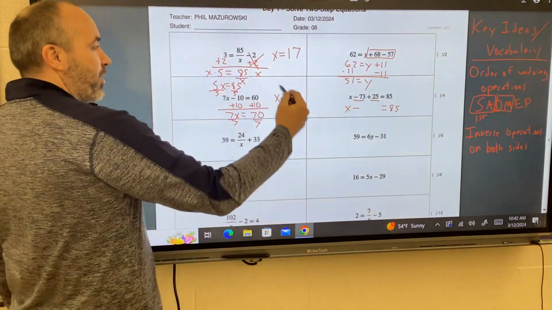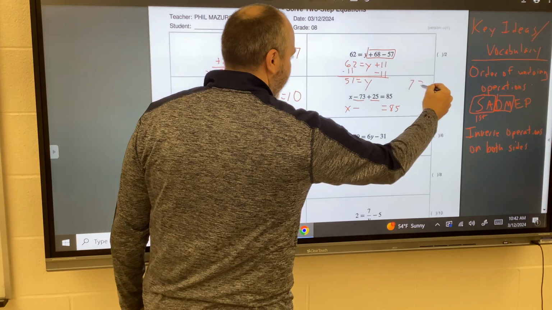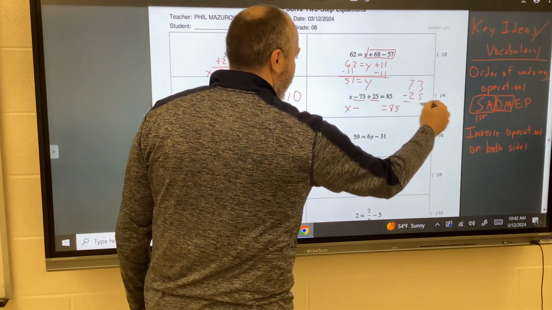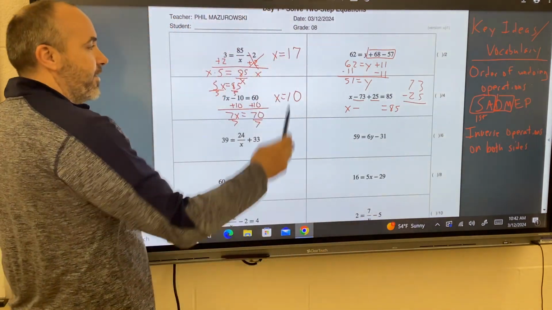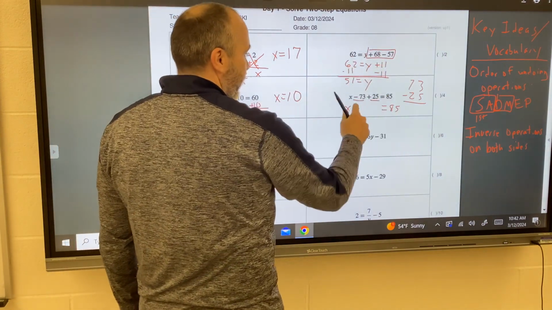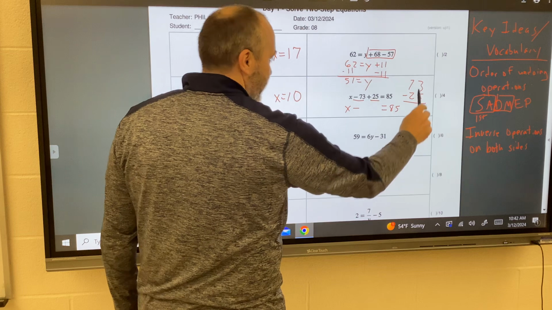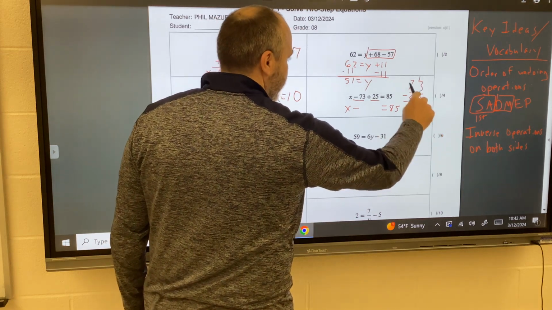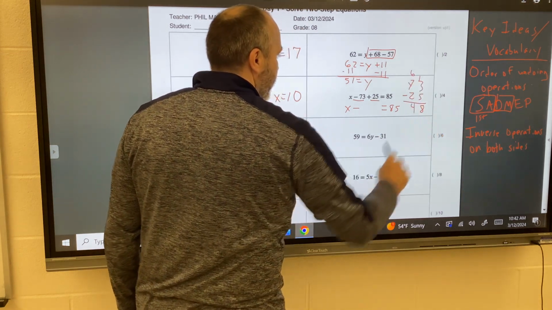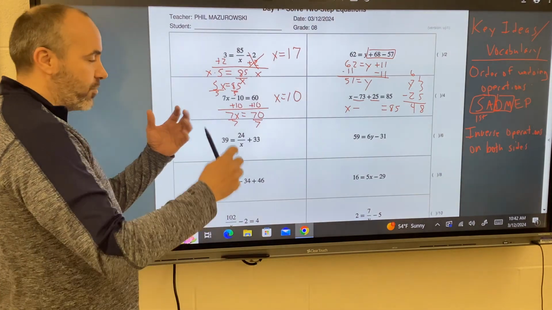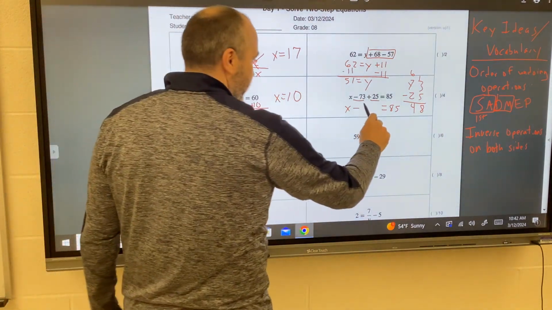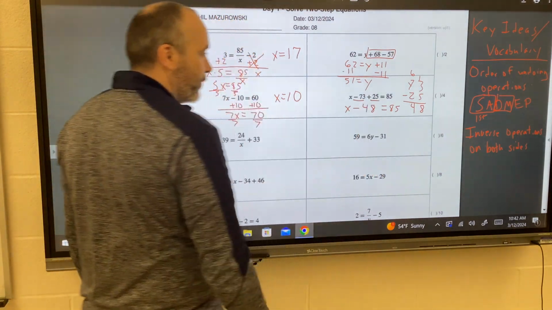And some people have a hard time doing that in their head. It's not a big deal to go off to the side. Since 73 is larger, as a negative number, we're going to put it on the top. 73 minus 25. We are going to subtract here because one's negative and one's positive, so they're working in opposite directions. So this turns into a negative 48.